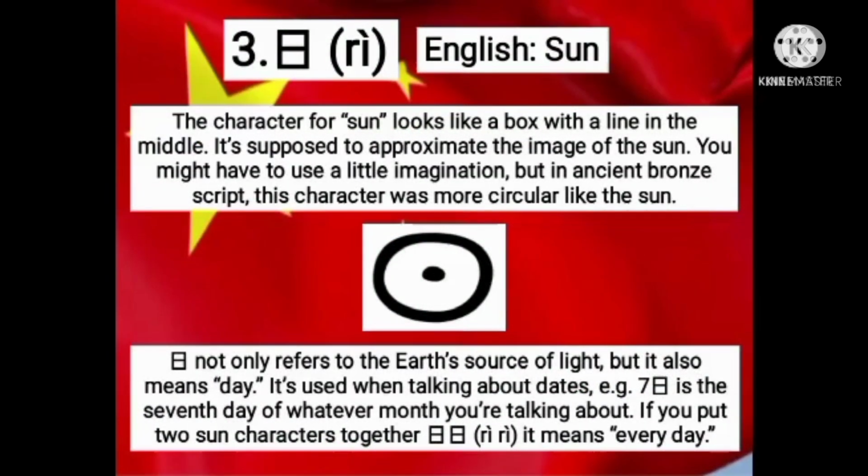Number 3 is Ri, in English sun. The character for sun looks like a box with a line in the middle. It's supposed to approximate the image of the sun. You might have to use a little imagination, but in ancient Oracle script, this character was more circular like the sun. Ri not only refers to the earth's source of light, but it also means day. It's used when talking about dates. For example, 7th day is the 7th day of whatever month you're talking about. If you put the 2 suns together, Ri Ri means every day.